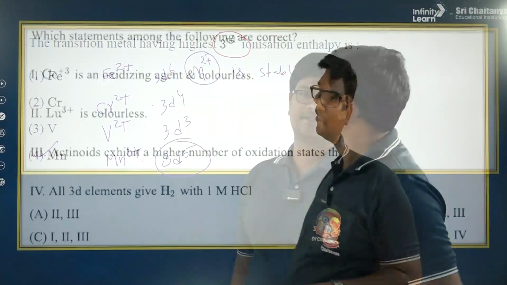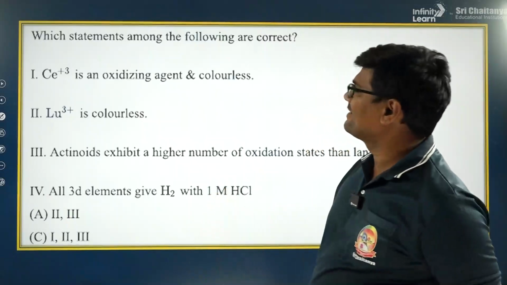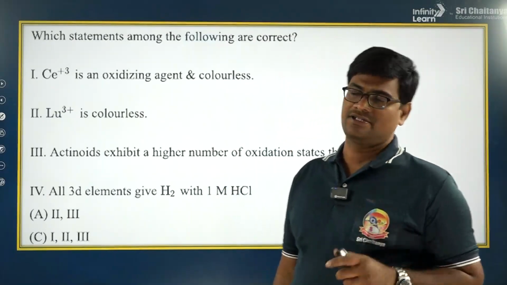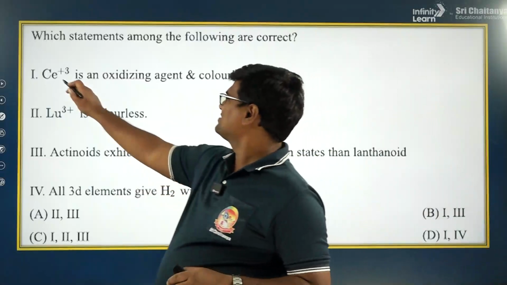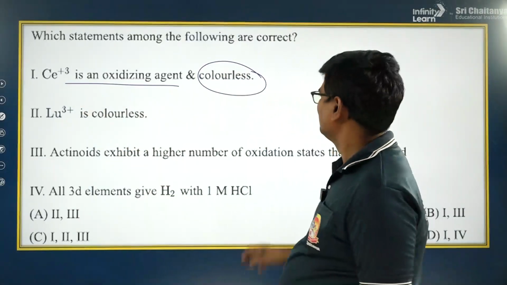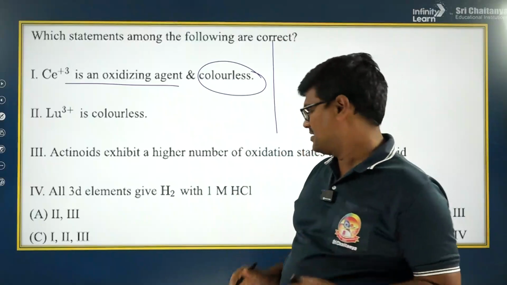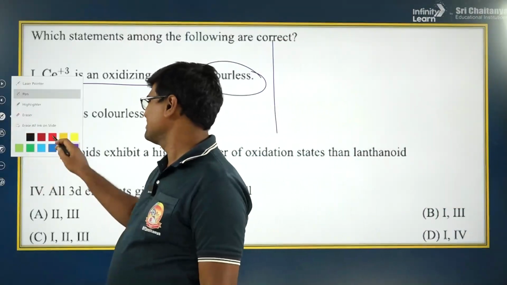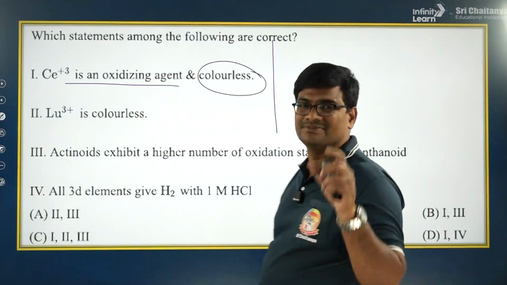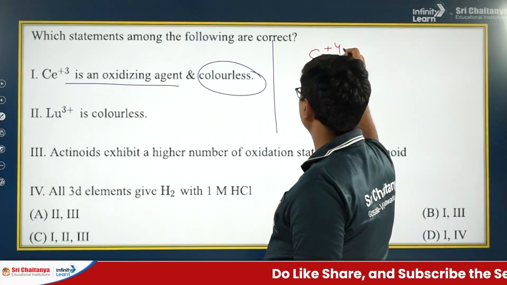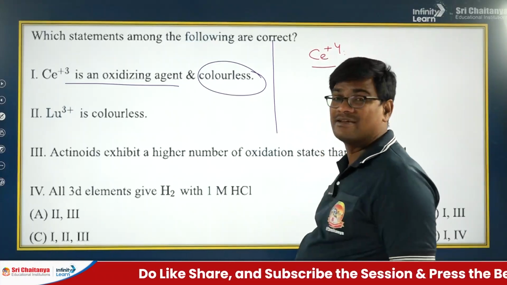Let's go for the next. Which statements among the following are correct? This is a very interesting question about lanthanides. Well known question. Cerium +3 is an oxidizing agent and colorless. Actually, generally what is the more stable oxidation state of lanthanides? The more stable oxidation state of lanthanides is +3. Then cerium can also show +4 oxidation state. What is the cerium configuration?